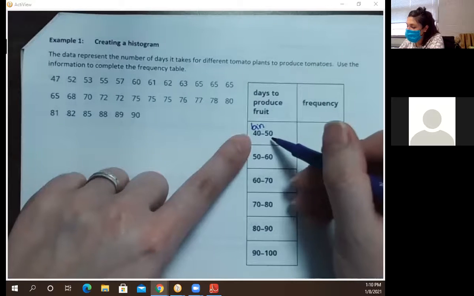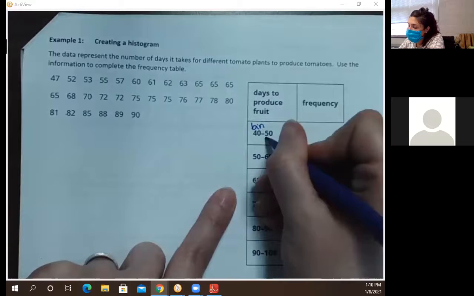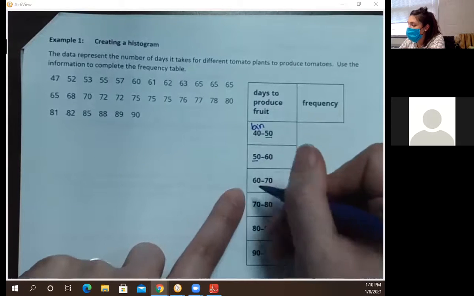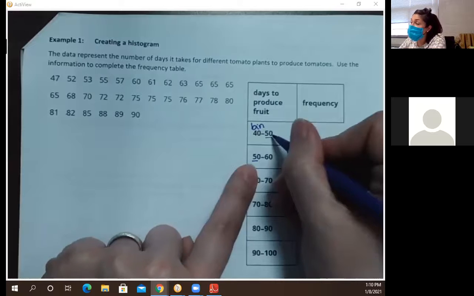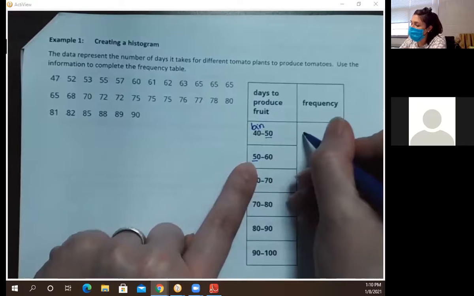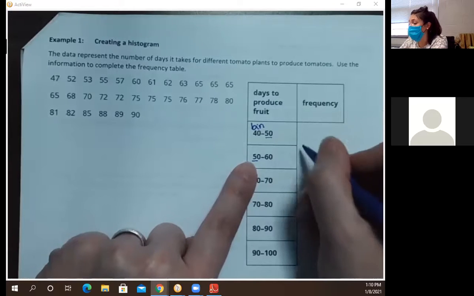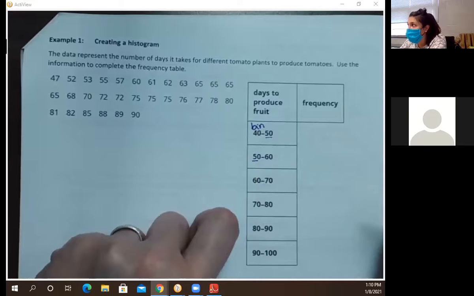Now, I want you to notice that there's actually a problem with my bins, the way that they're described right here. This number and this number are the same. The end of one bin is the same as the beginning of the next. I don't want that, because that means that if it took 50 days to have tomatoes on it, I could put it here or I could put it here. I don't want any ambiguity here, and I definitely don't want to be putting tomato plants in 2 categories. Okay, everybody needs to go in 1 category.